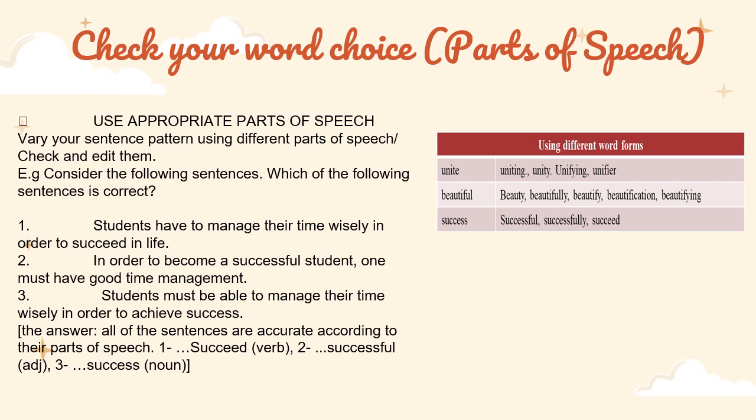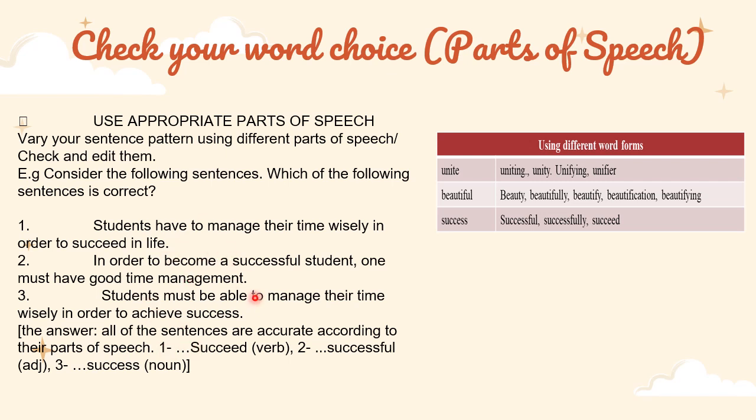Which of the following sentences is correct? Students have to manage their time wisely in order to succeed in life. Succeed, that's one. Another sentence: in order to become a successful student, one must have good time management. Next, students must be able to manage their time wisely in order to achieve success.